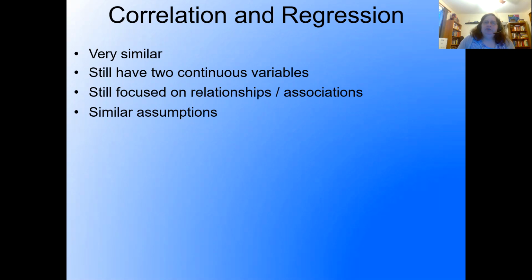So the good news about this topic is that correlation and regression are very, very similar. We still have two continuous variables. We're still focused on relationships and associations, and they even have very similar assumptions.